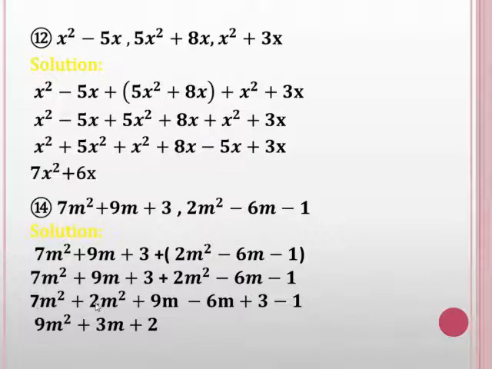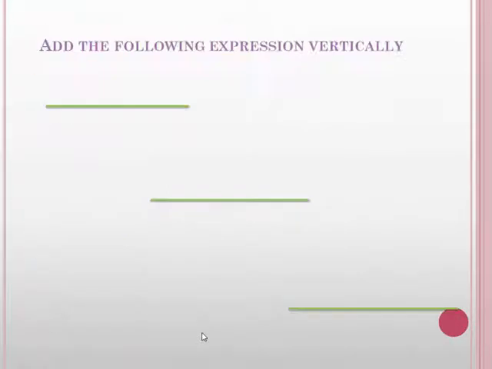So here we add the coefficients of m square, which are 7 plus 2, which is 9m square. Here we add the coefficients of m, which are plus 9 minus 6, which is equal to 3, and 3 minus 1 is equal to 2. This is the final answer. 9m square plus 3m plus 2 is the answer of this question.